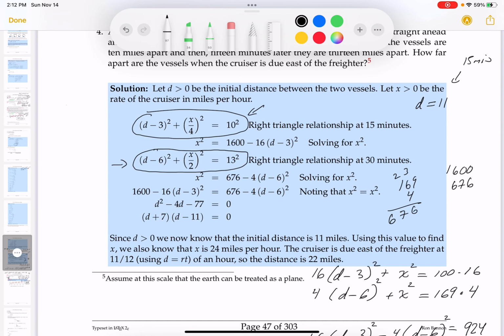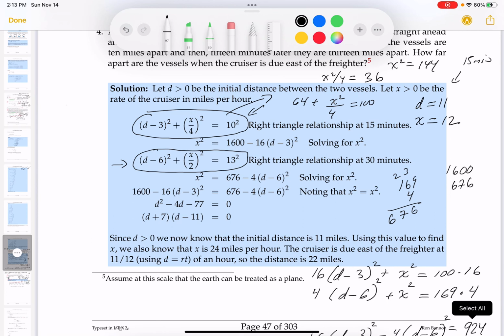Actually, I don't need to do it, but I want to do it. And so I'm going to say if D is 11, 11 minus 3 is going to be 8. That's 64 plus X squared over 4 equals 100. That's not so bad, right? And I'm trying to figure out what X is, by the way. I'm going to take 64 from both sides, so I get X squared over 4 is 36. And X squared would equal 144, so X is 12.